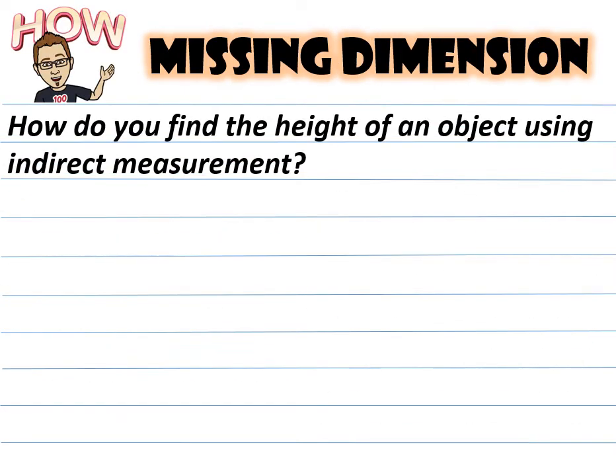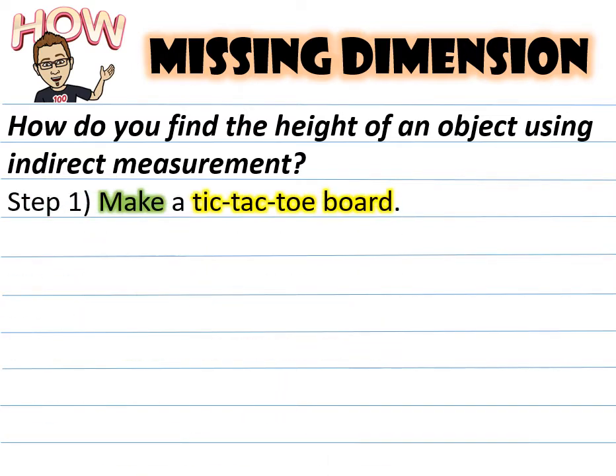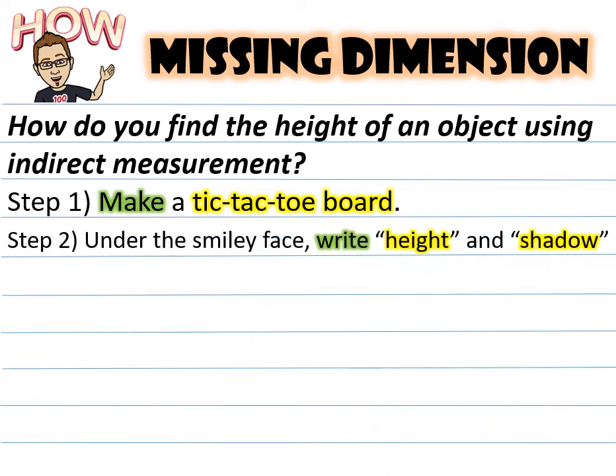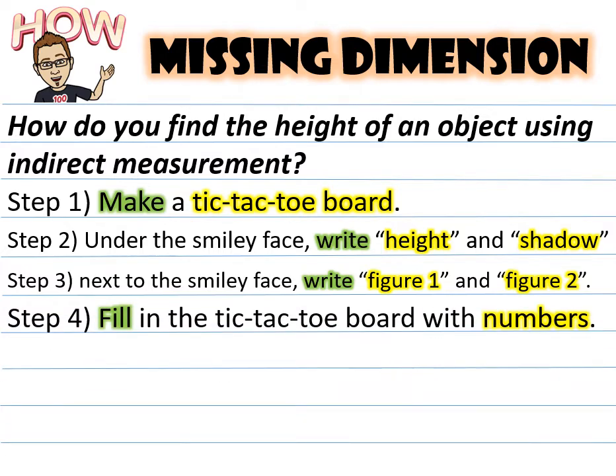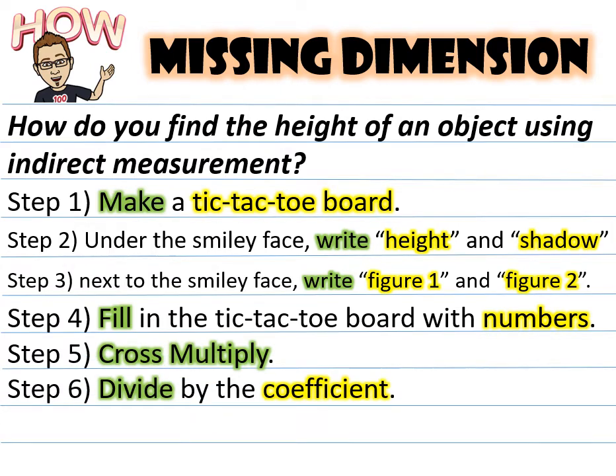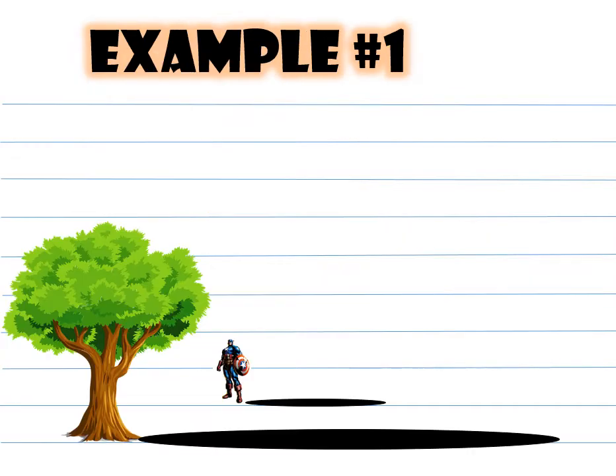How do you find the height of an object using indirect measurement? Well, step number 1, you want to make a tic-tac-toe board. Step number 2, under the smiley face, you're going to write down height and shadow. Step number 3, next to the smiley face, you're going to write down figure 1 and figure 2. Step number 4, you're going to fill in the tic-tac-toe board with numbers. Step number 5, cross multiply. And as always, step number 6, we're going to divide by the coefficient.